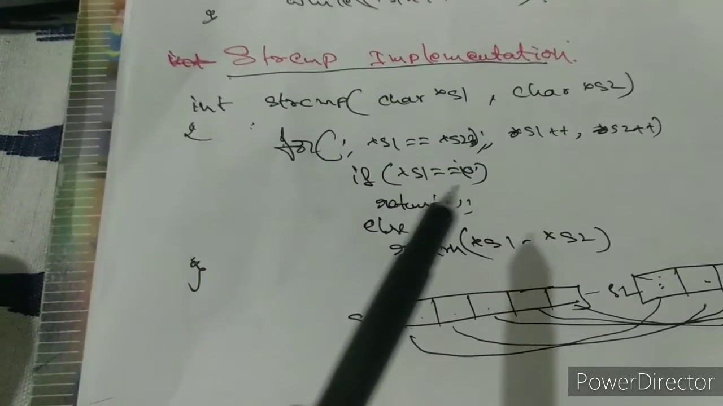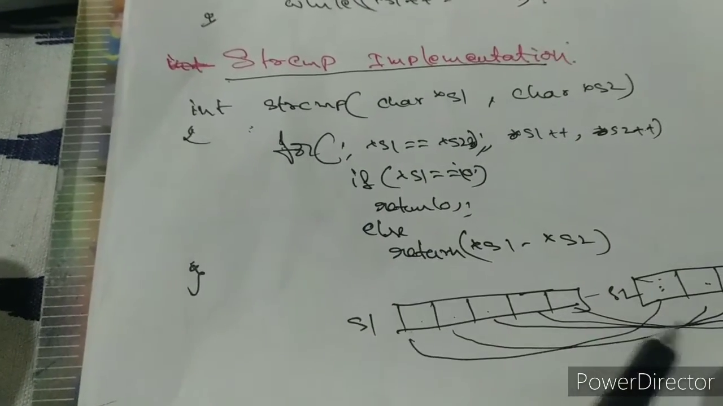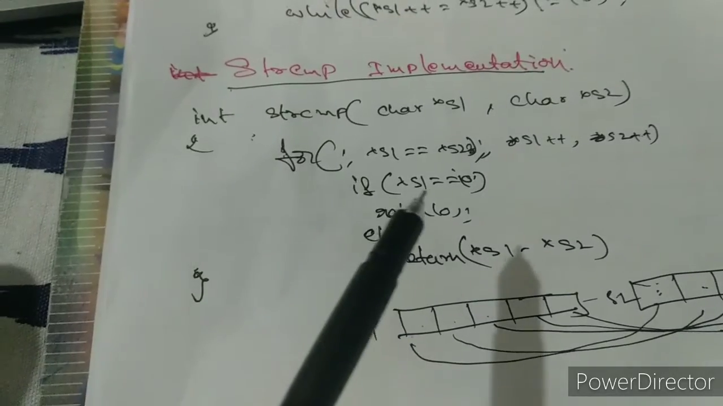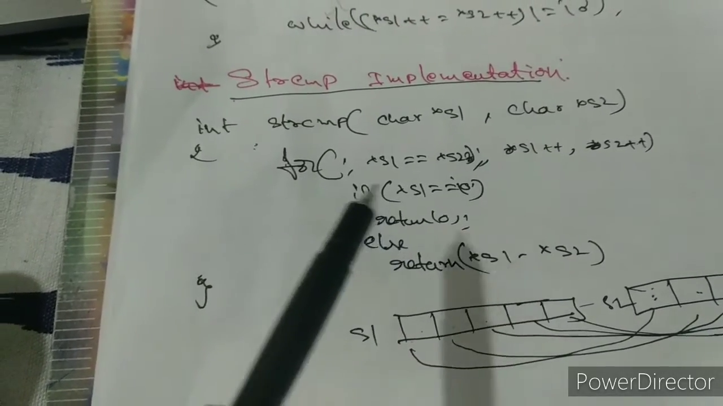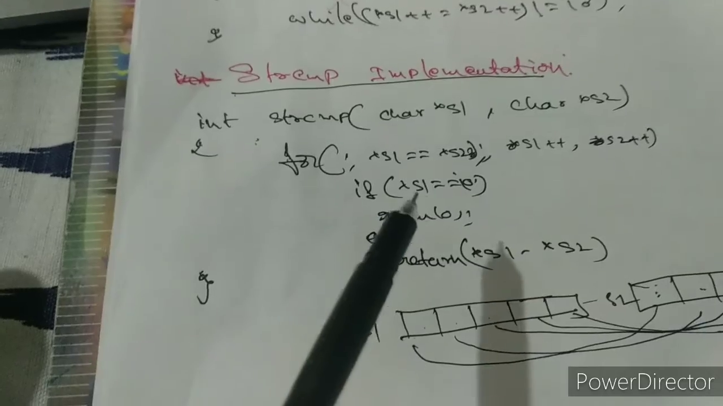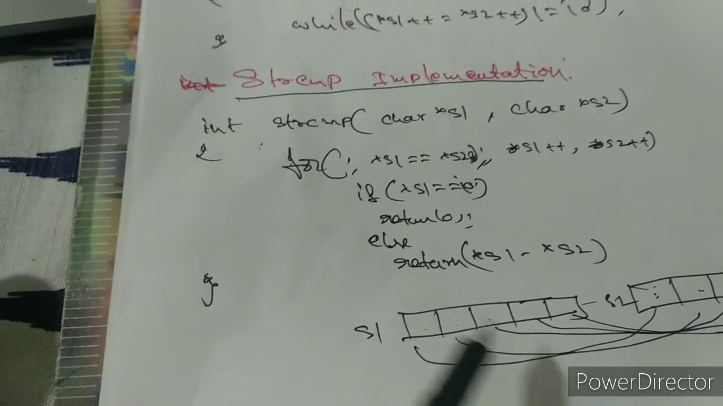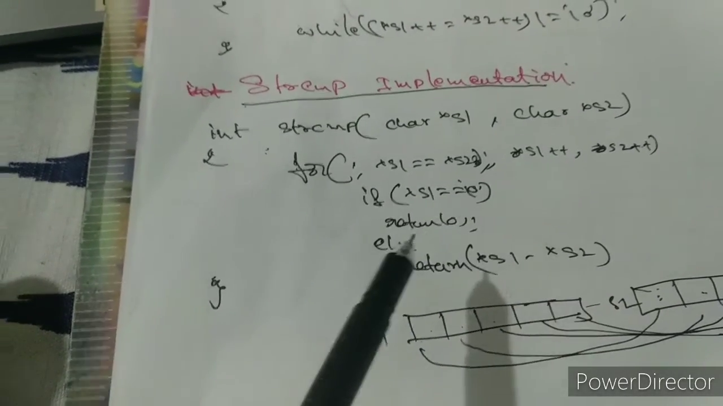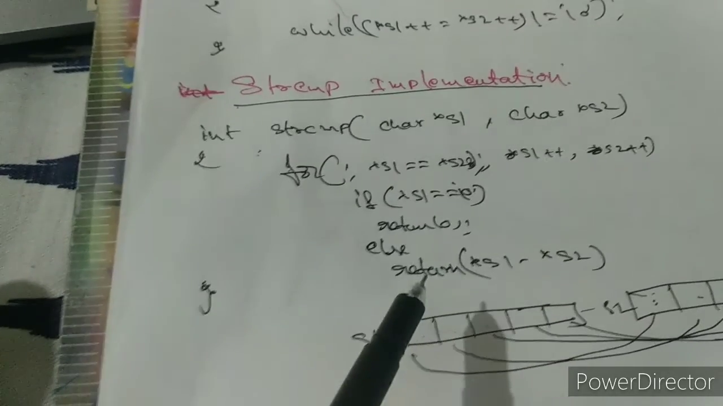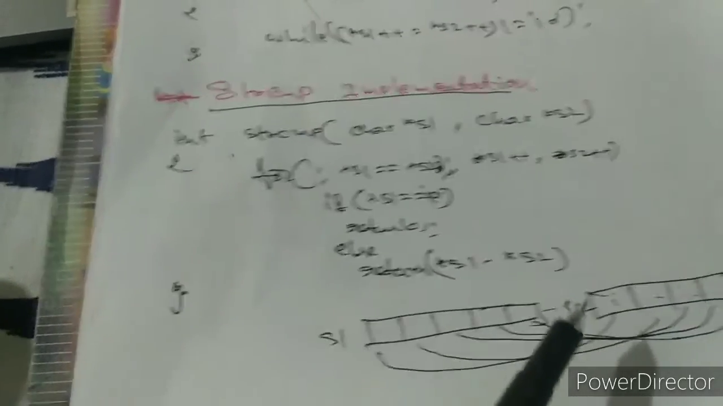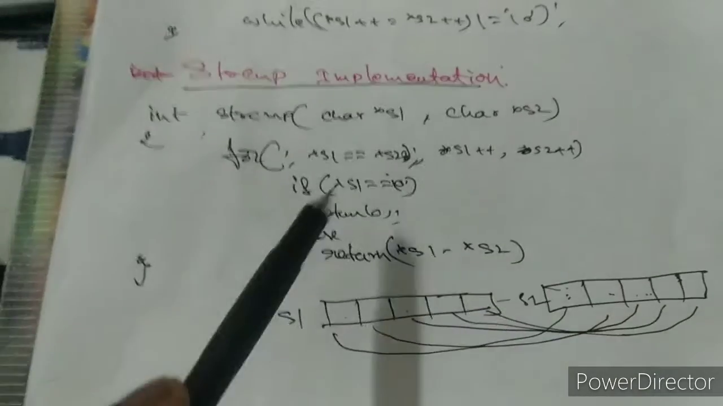First time in the first loop I am comparing, both are the same. It will increment s1. If both strings are the same, *s1 is equal to 0, and it will return 0. Else it will return *s1 minus *s2, the difference amount.